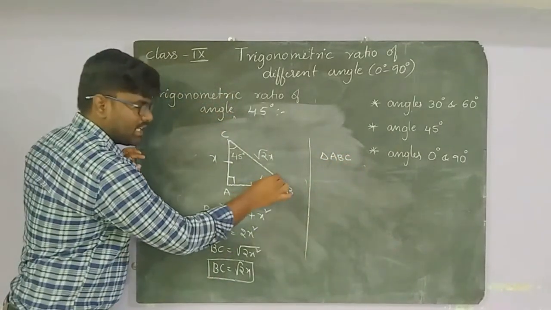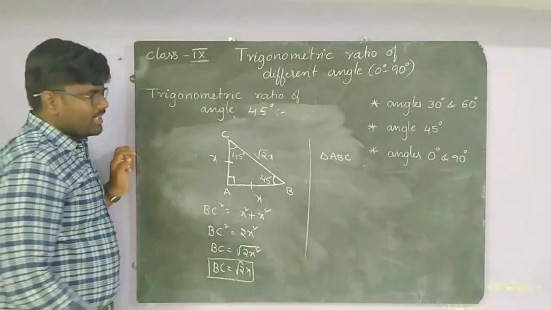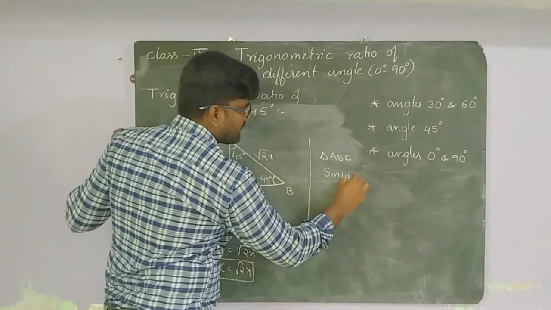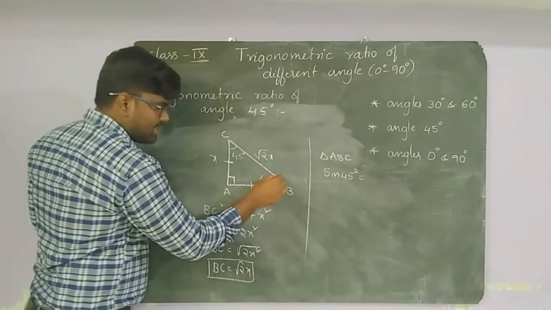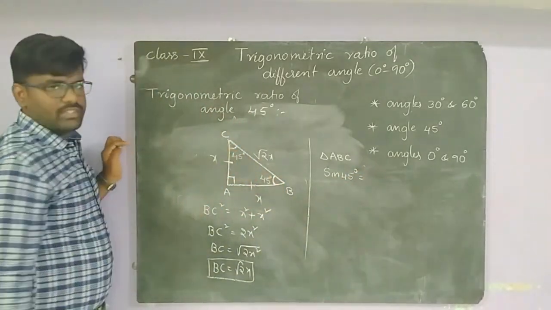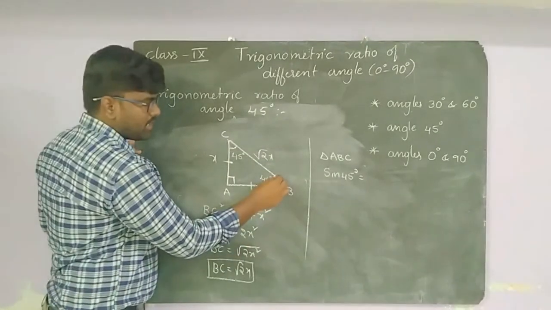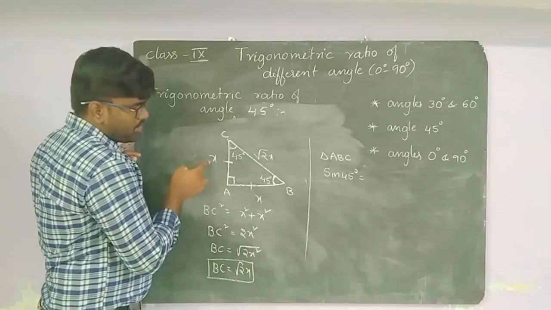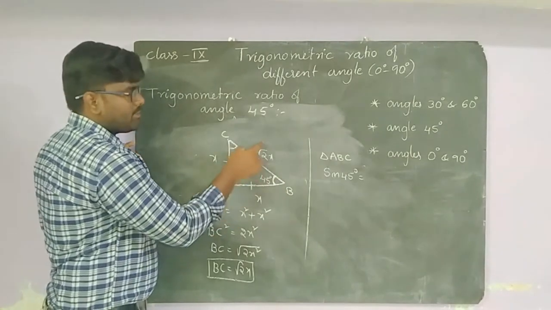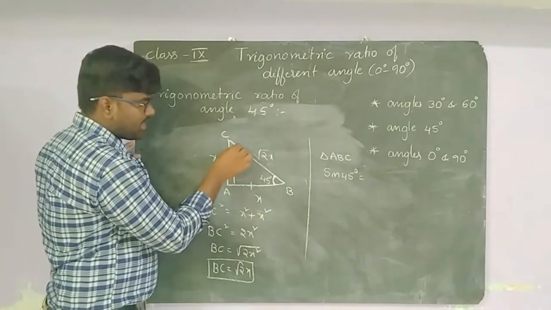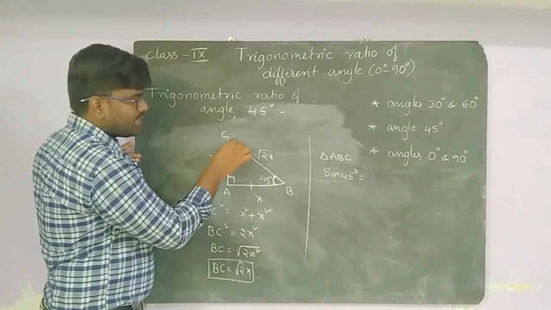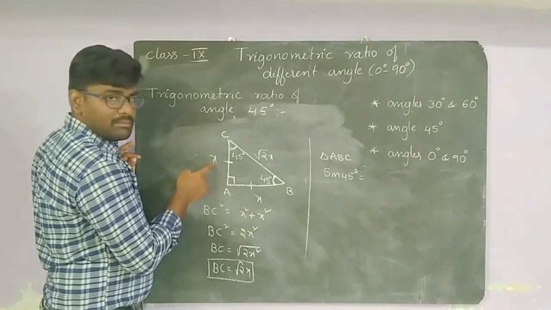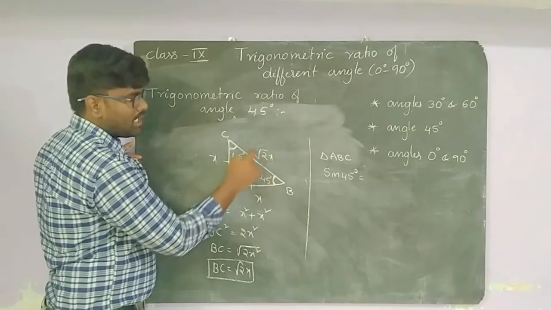From this triangle ABC, we know the angle is 45. We want sin 45. You can take anything, either this 45 or this 45. If you take this angle of the triangle as 45, then this will become opposite, this will become adjacent, and this will become hypotenuse.